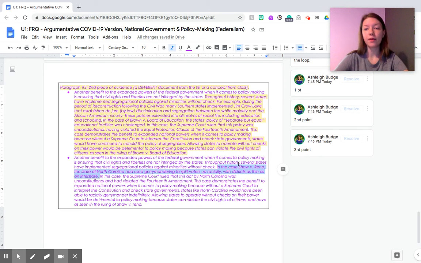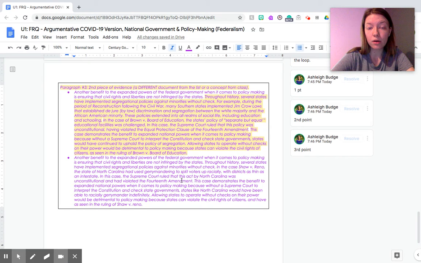Okay, they're identifying their piece of evidence, what they're going to be using to support their claim. In this case, the Supreme Court ruled that this act by North Carolina was unconstitutional and had violated the 14th Amendment. I would say that's your second point, right? They talked about the significance of the ruling. This case demonstrates the benefit to expanded national powers when it comes to policymaking because without a Supreme Court to interpret the Constitution and check state governments, states like North Carolina would have been able to racially gerrymander indefinitely.